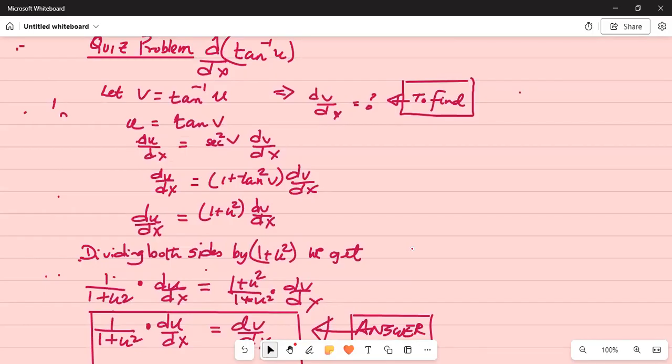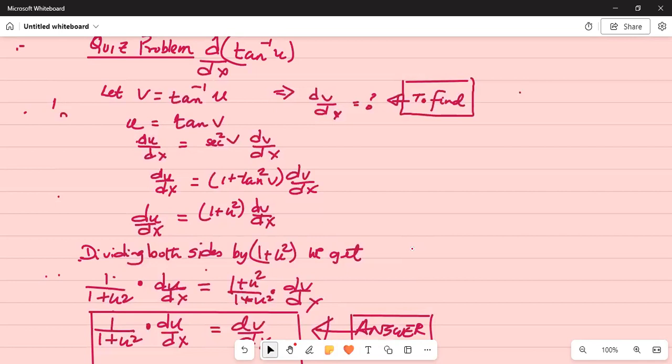Now from the definition of inverse ratios, if v is equal to tangent inverse u, then tangent of v is equal to u. Now we do the derivative of both sides with respect to x. So du over dx is equal to the derivative of tangent v with respect to v, which is secant square v. Again, chain rule of differentiation, times dv over dx.